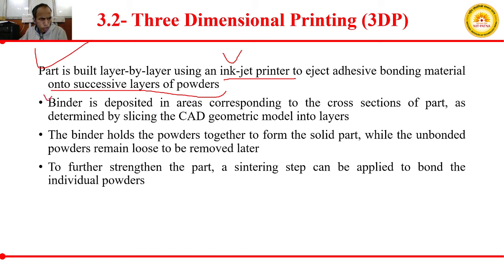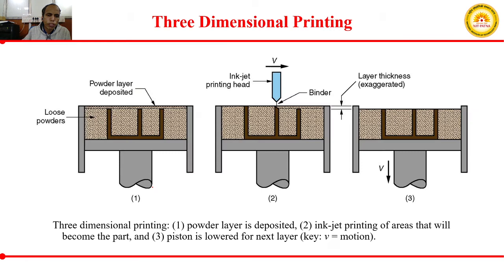Okay, so in this, binder is deposited in the areas corresponding to the cross section of the part as determined by the slicing of the CAD geometry model into layers. The binder holds the powder together to form the solid part, while the unbonded powder remains loose to be removed later. To further strengthen the part, a sintering step can be applied to bond the individual powder.